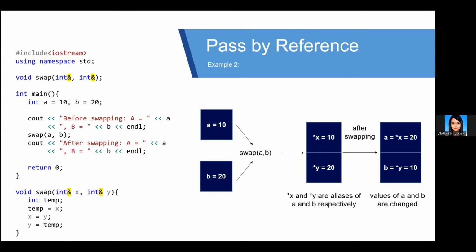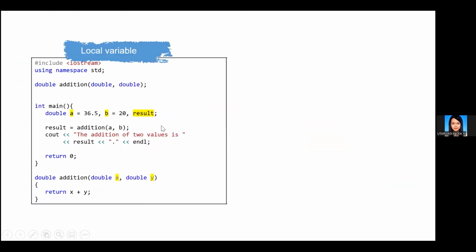Then we will proceed to this part here. So just now we have learned how to declare and define user-defined functions. And these are the local variables that we have learned. Local variables means all the variables declared inside a particular function. For example, A, B, result, these are the 3 local variables belonging to the main function. And then X and Y, these are the 2 local variables belonging to the addition function.